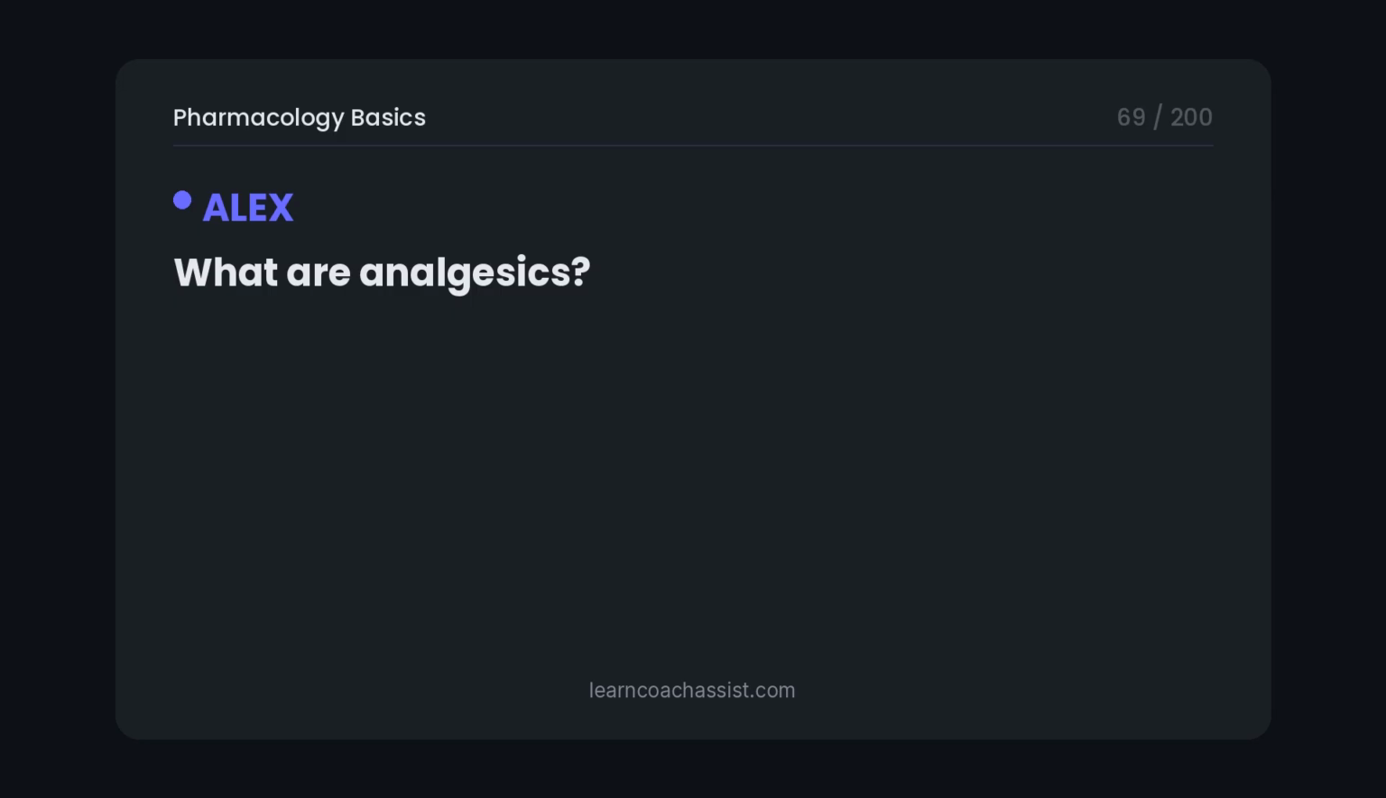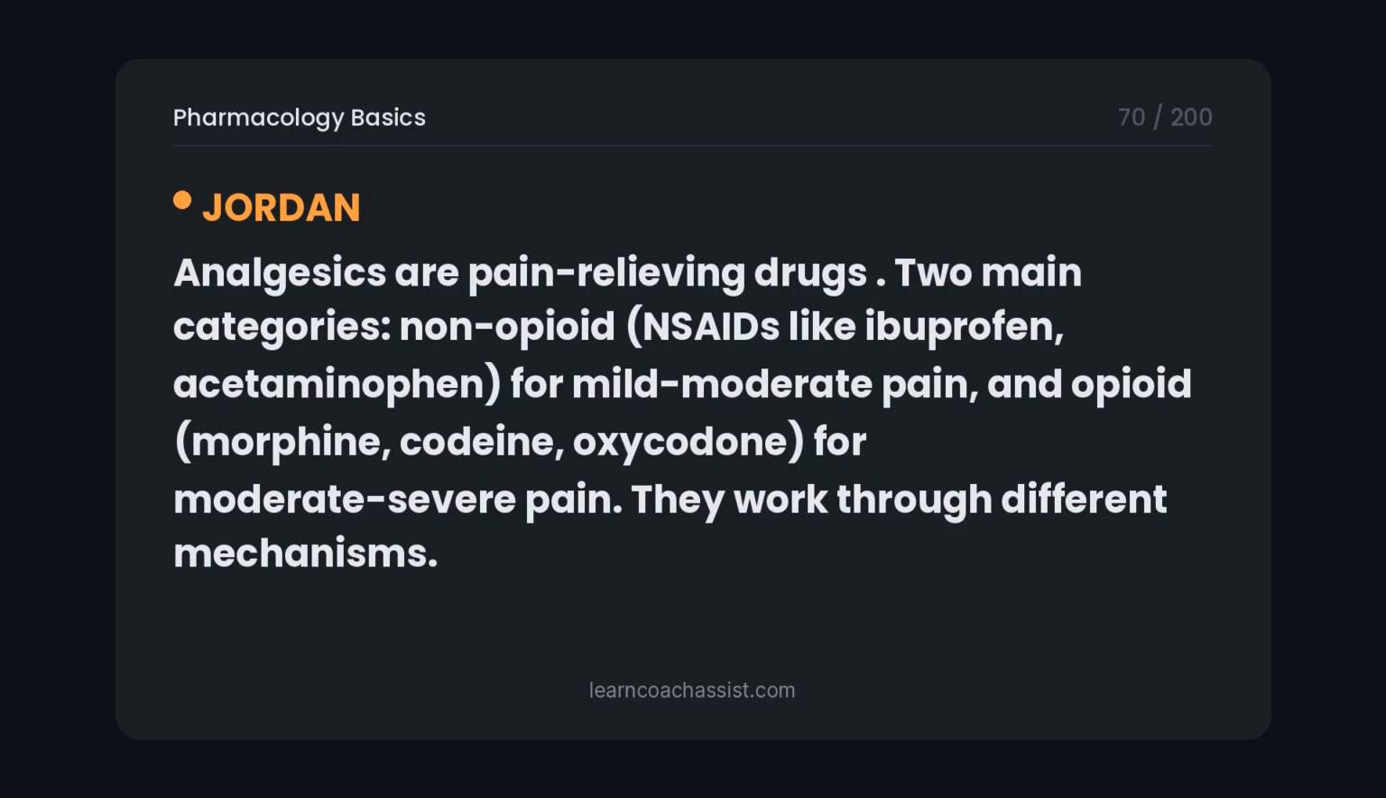What are analgesics? Analgesics are pain-relieving drugs. Two main categories: non-opioid, NSAIDs like ibuprofen, acetaminophen, for mild-moderate pain, and opioid, morphine, codeine, oxycodone, for moderate-severe pain. They work through different mechanisms.